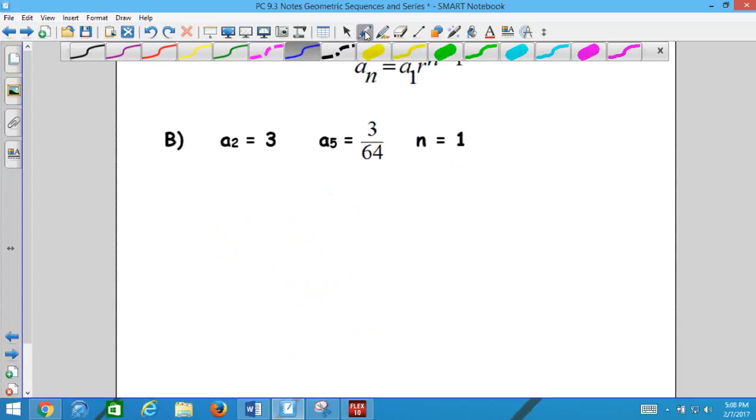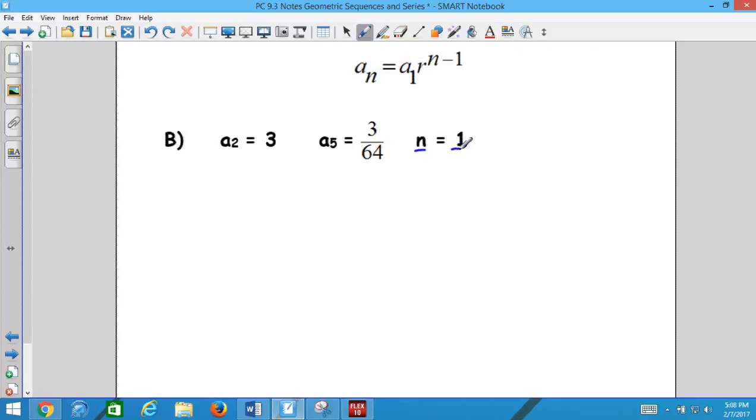All right, for this one, we need to find the first term. This says to find the nth term, and that is the first term. So I just need to find a sub 1. I know the second term, and I know the 5th term. So what I'm going to do is plug in both the second term and the 5th term into the equation separately. So I'm going to do the first one. I'm going to do a sub 2. And I don't know what a sub 1 is, and I also don't know my rate.